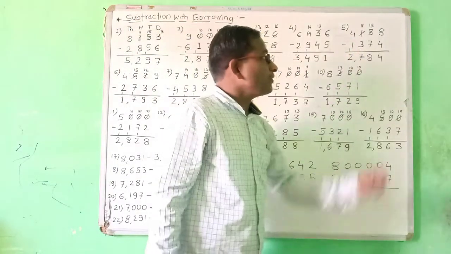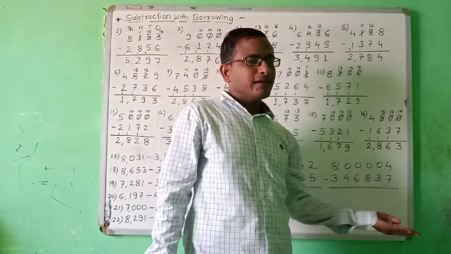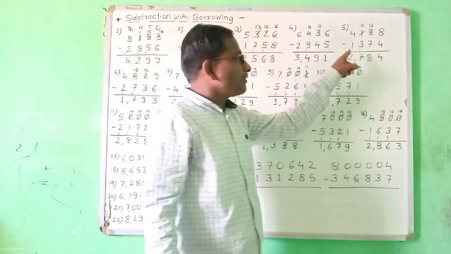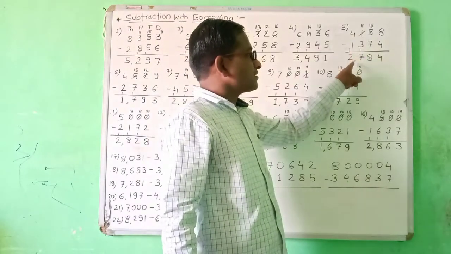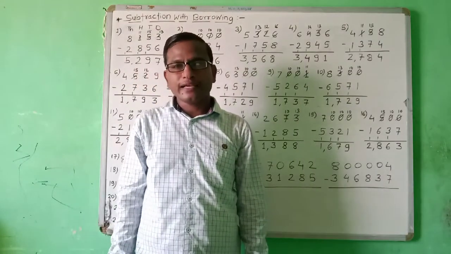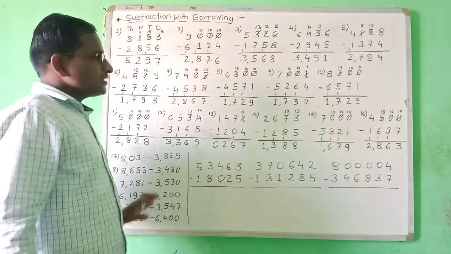3 plus 1, 4. 1 minus 4, again not possible. So 1 is considered as 11. 11 minus 4, 7. So again carry 1. 1 plus 1, 2. 4 minus 2, 2. So your answer is 2784. The remaining examples you solve in this way.